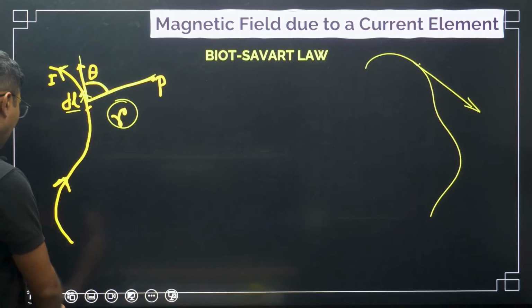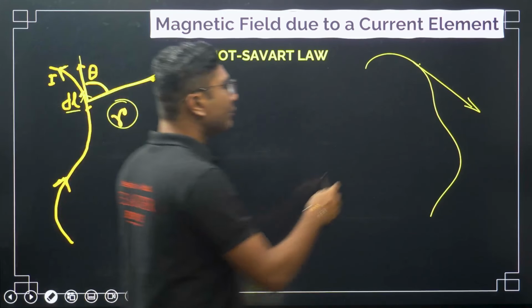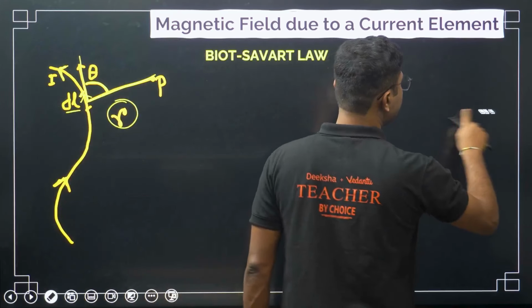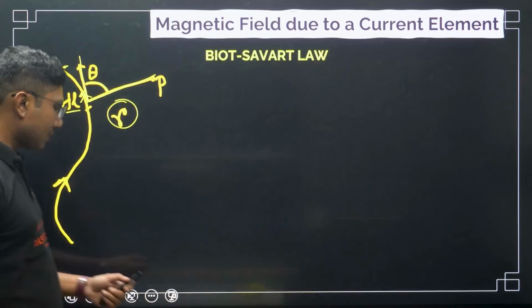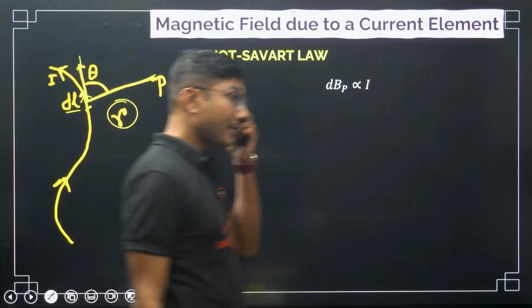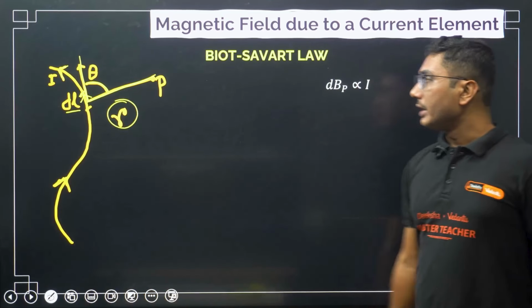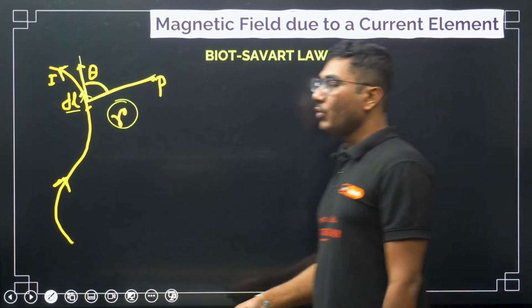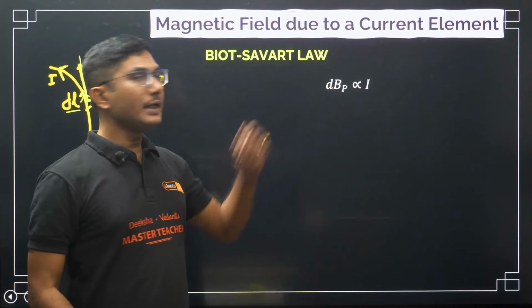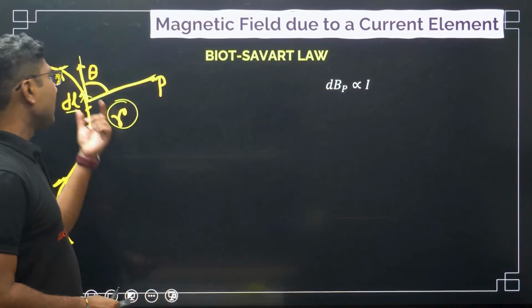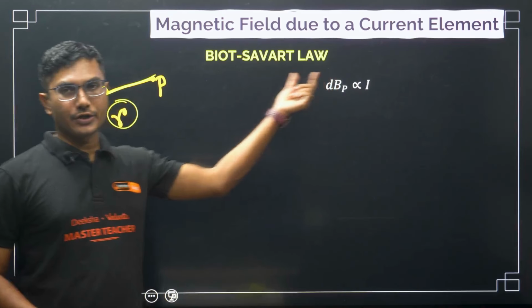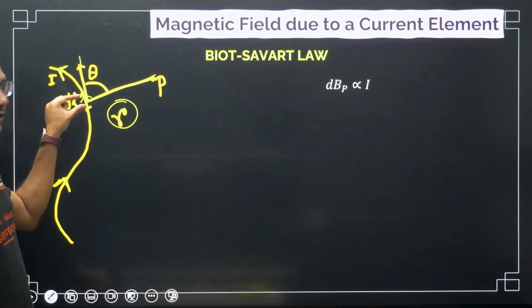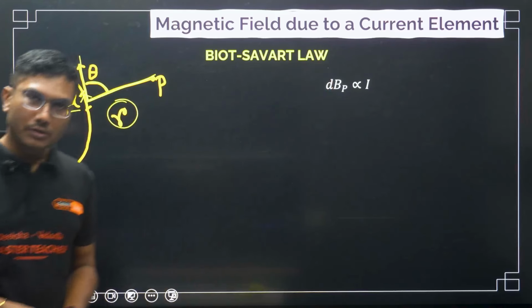Now what is Biot-Savart's law? Understand this, you don't need to remember or memorize anything if you understand this concept. First, the magnetic field at point P is proportional to the current I. Now why are we writing dBp? dBp means the magnetic field due to the small element. That's why it is also differential. Because the element is differential, the magnetic field is also differential.